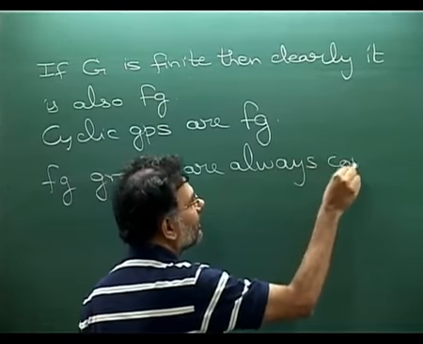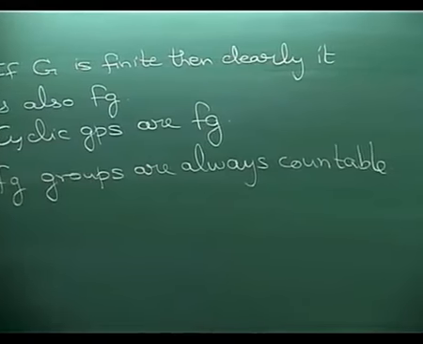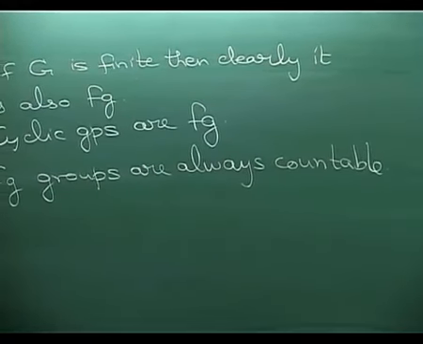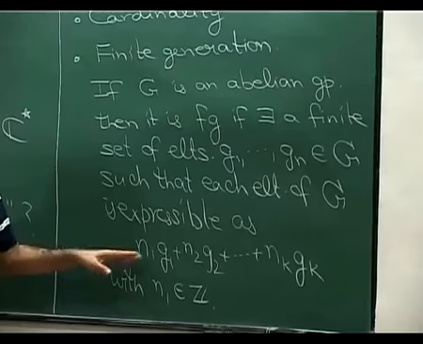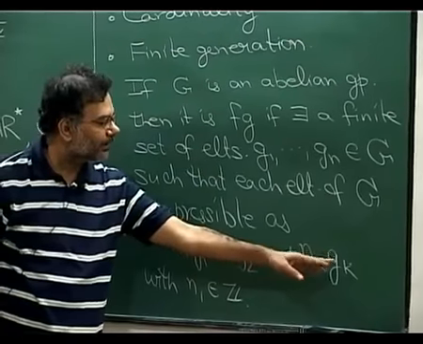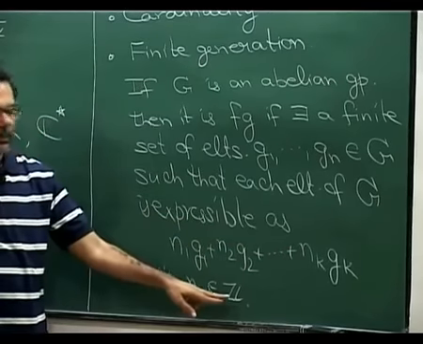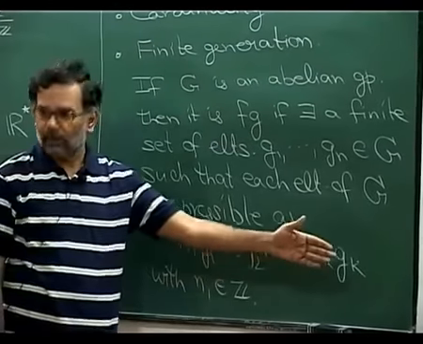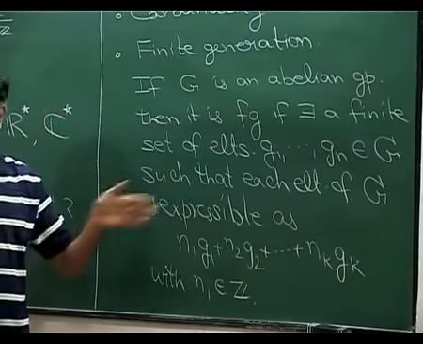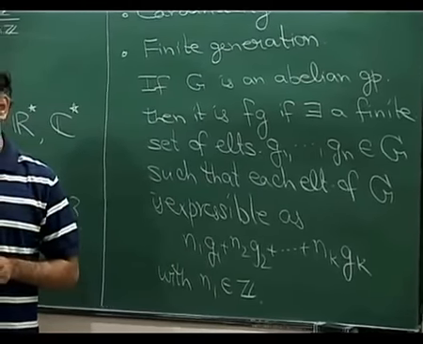Not the converse, right? I'm just saying finitely generated groups are countable. Why is that? Because finite generation can be expressed another way. See, it's clearly so: if G1 up to Gk are fixed and you are only varying N1 up to Nk, each of them varies over Z. So Z cross Z cross Z, however many k's there are. That means Z to the k. So it's clear that that set maps onto G.